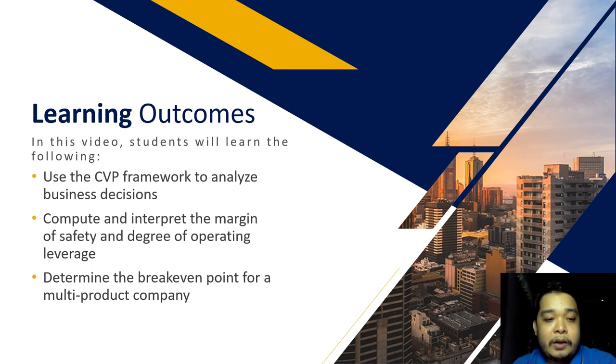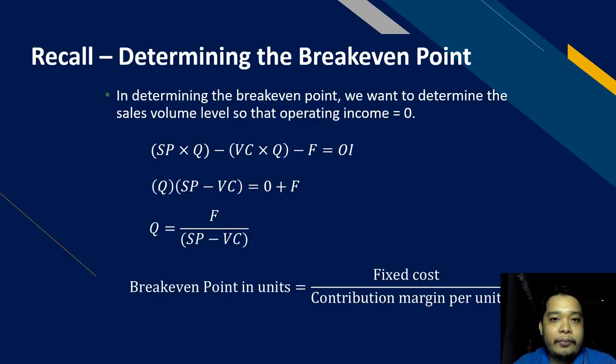Third, we want to determine the break-even point for a multi-product company. Just noting the fact that in our previous two lectures, we are just looking into the break-even point of a single product company. So now we try to extend it to multi-product companies. Are there additional assumptions that we need to undertake or to assume? And if yes, how will we deal with that assumption moving forward?